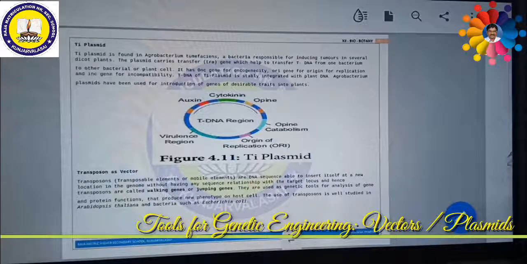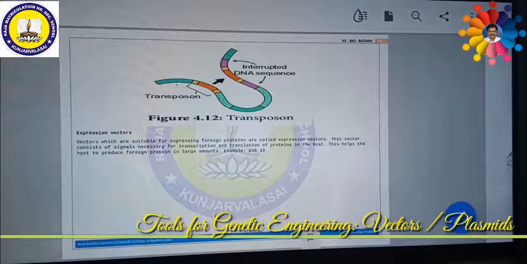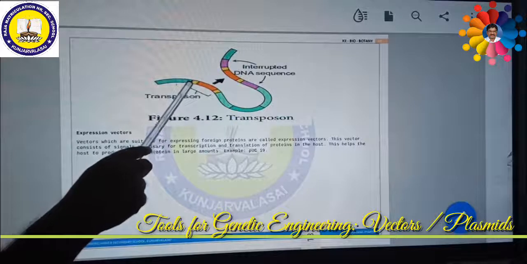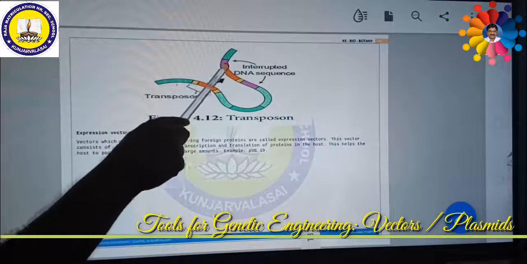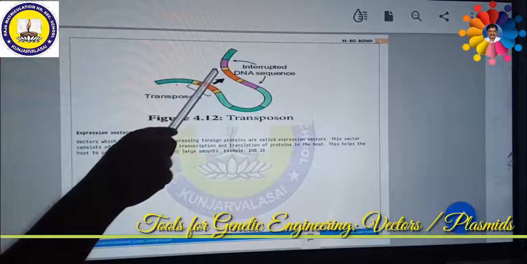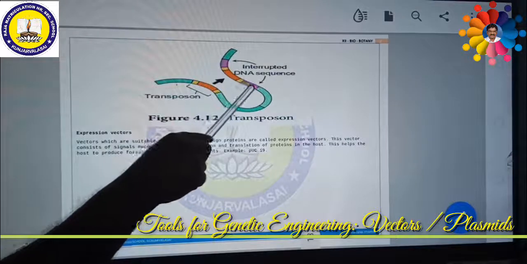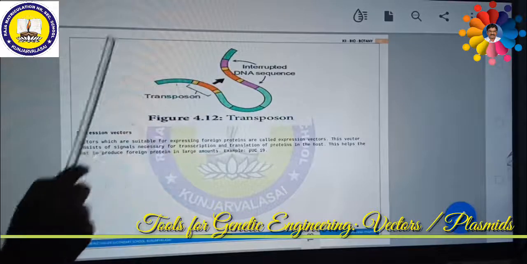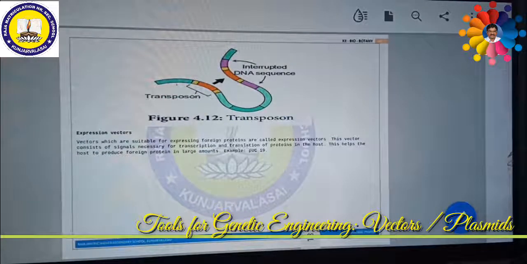That is why these are very commonly used, especially in organisms like Arabidopsis thaliana and bacteria such as E. coli. So this is the transposon gene. This transposon gene is transported into another sequence without any help from any outside body. Without any help, this transposon gene will be transferred. That is why these are called transposons or walking genes.